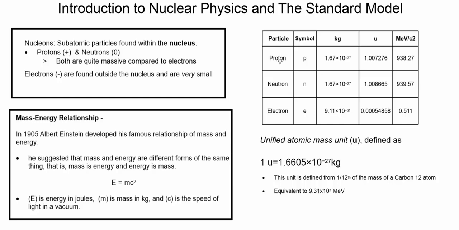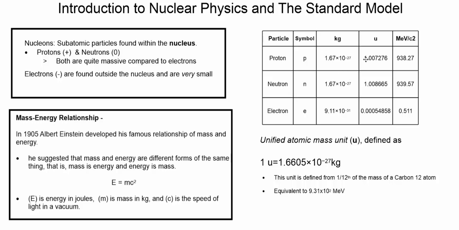So let's look at these particles, protons, neutrons, and electrons, right? Symbol for a proton is P, the symbol for the neutron is N, the symbol for the electron is E. We can talk about their mass. They're all really tiny, 10 to the negative 27 kilograms for protons and neutrons. Even tinier for electrons, 10 to the negative 31. Those are really tiny values.